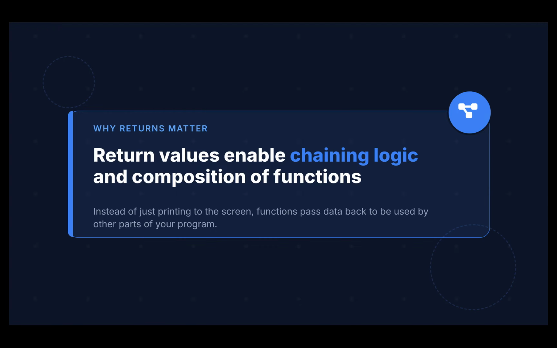Return values allow chaining and composition. A function does not have to be the final step. It can produce the data that becomes the input to another part of the program. That is how small functions start combining into bigger systems.